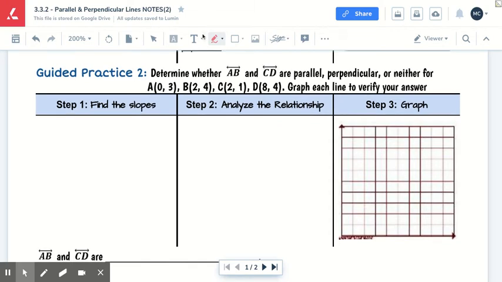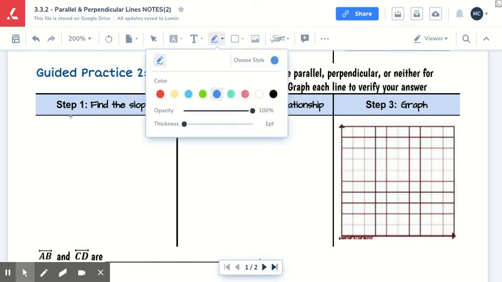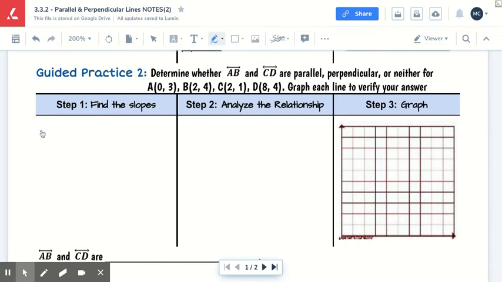So the first thing we're going to do is find the slope of the two lines that are defined here. Our first one is line AB. So I'm going to write that down. Line AB is the one that I'm doing the work for. The first thing I want to do is copy down the coordinates of the points for A and for B. That's given to me up here. So A is 0, 3, and B is 2, 4.